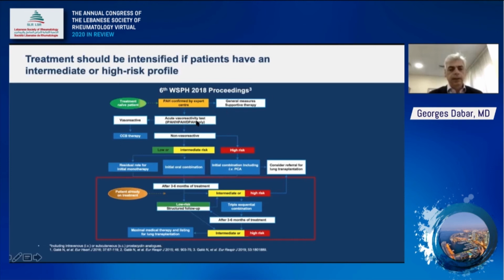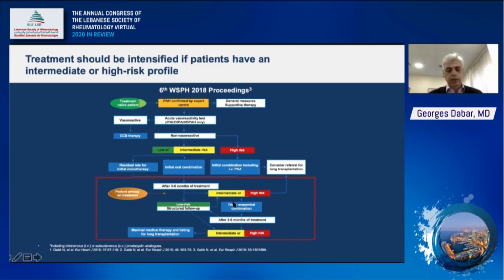And again, you do the acute vasoreactivity, responder calcium channel blocker. Non-responder, you have to go into the risk, and then you go low, intermediate, or high risk. And if you are intermediate or low, initial oral combination, or you are high risk, initial combination, including IV prostacyclin antagonist, and you refer to transplant. And you reassess at 3 to 6 months, intermediate or high risk, triple sequential combination.